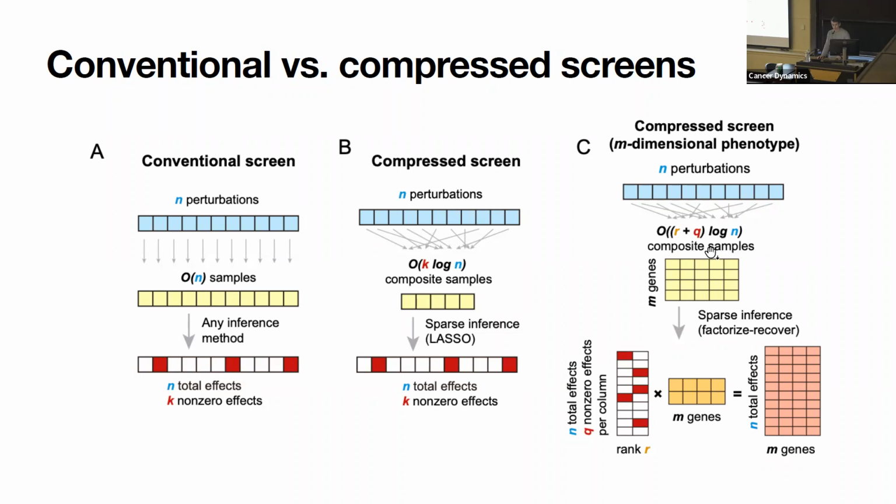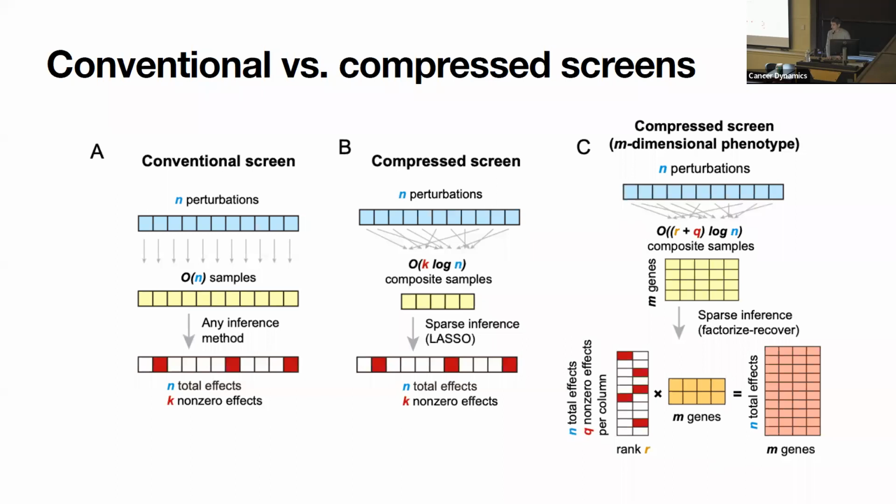But now, instead of performing n different perturbations, we need something like log n times r plus q. And what are these things? R is something like the rank of a matrix of the data that we observe. And q is related again to one of these non-zero or sparsity type parameters. Specifically, q would be like the number of non-zero effects per perturbation module. I'll come back to that in a little bit. All right, so that's the general scheme.